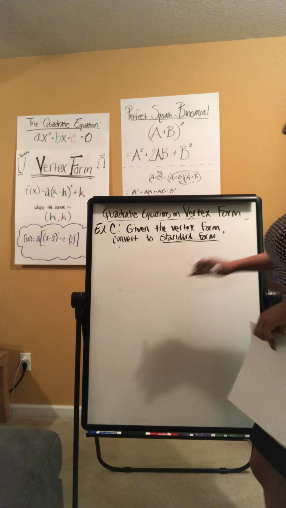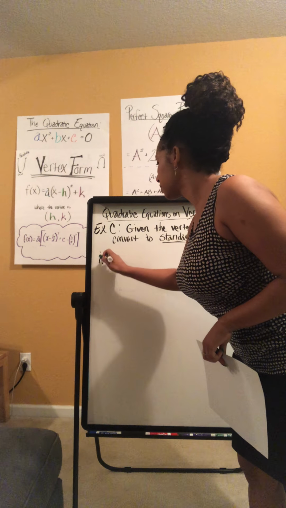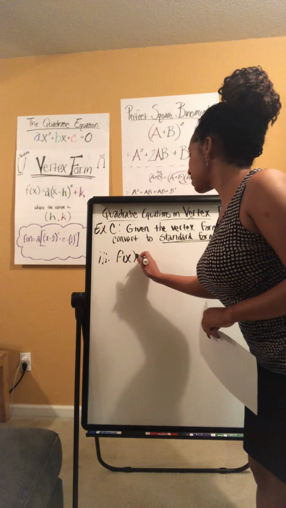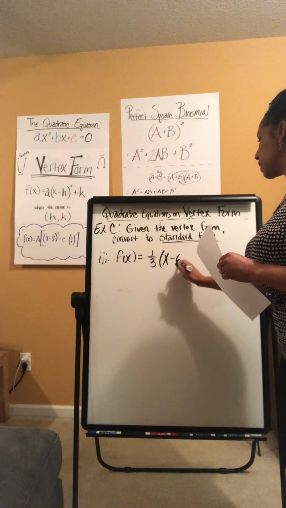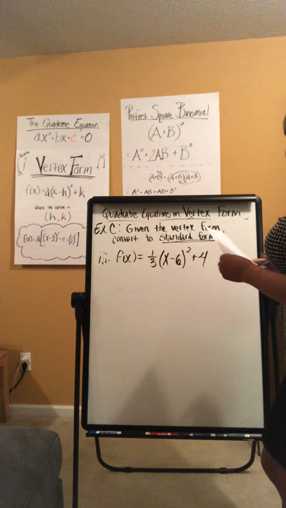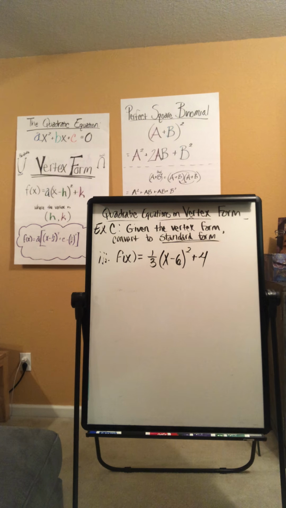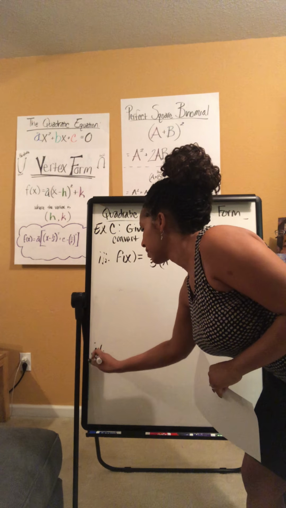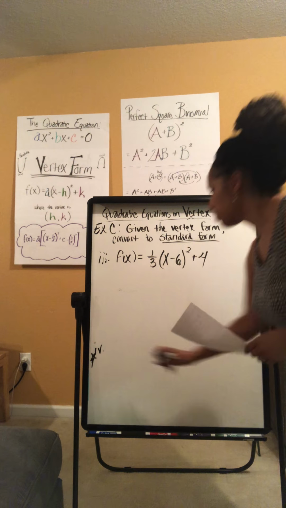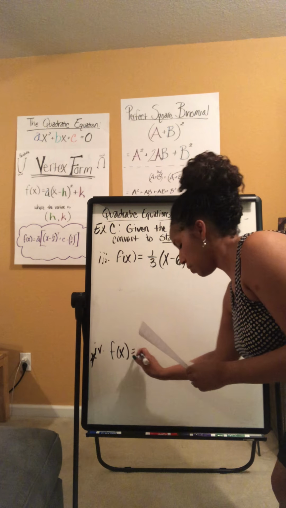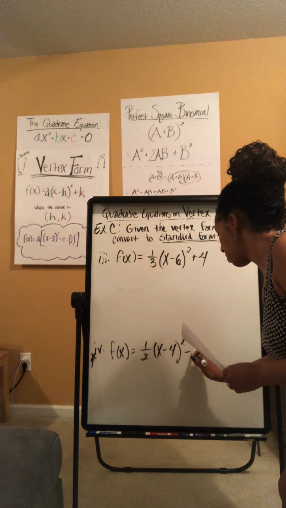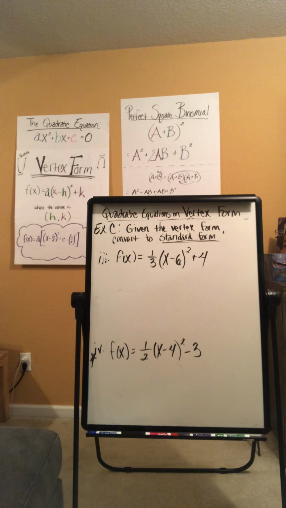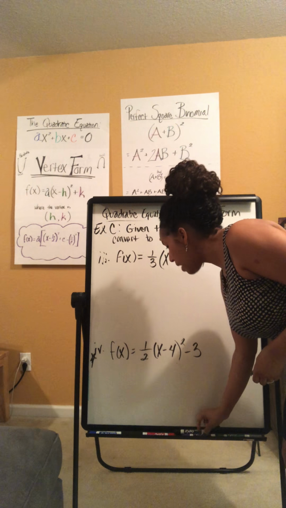All right, let's say I gave you a fraction, because we all love fractions. Say I gave you a 1/3, x minus 6 squared plus 4. And let's go ahead and put the star on here. Yes, your star will have a fraction, because we all love fractions. So say I have f of x equals 1/2 x minus 4 squared minus 3. That's your star. Okay, so I'm going to use my same pattern.